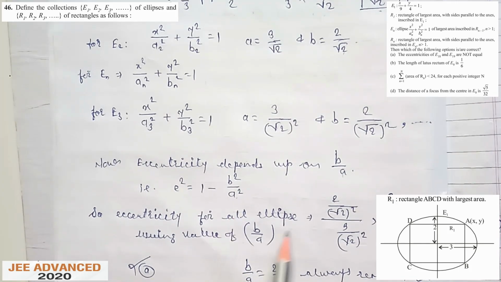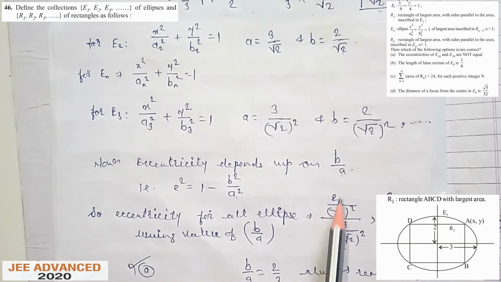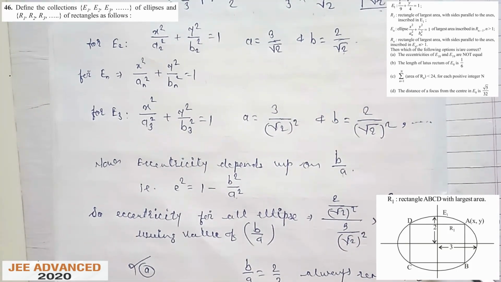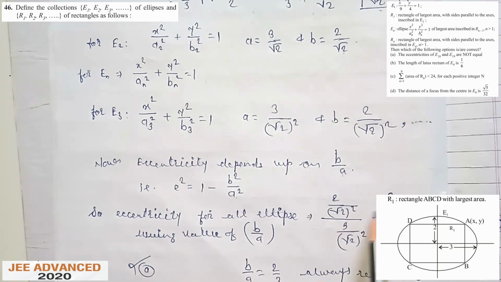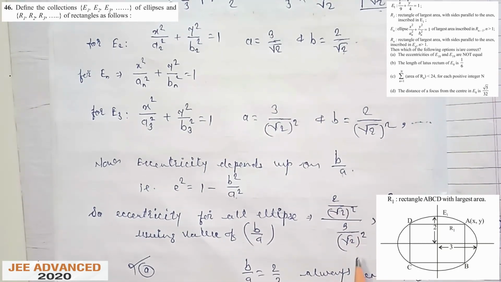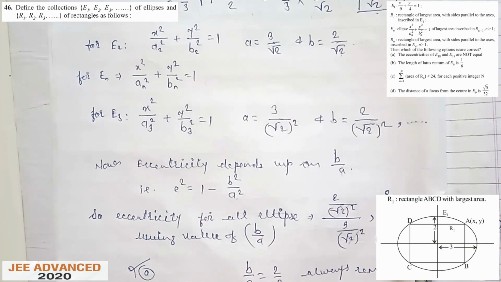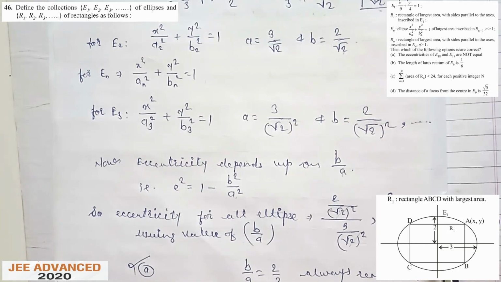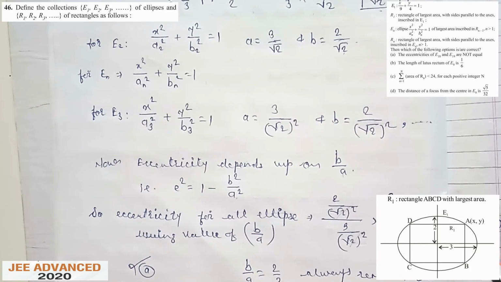So I visualized over here the eccentricity for the second term: 2 by root 2 square is the value for b, and 3 by root 2 square for a. For the next ellipse, 2 by root 2 cube and 3 by root 2 cube, and similarly so on. So it seems that the denominator is changing, but the numerator remains the same. But we can cancel root 2 square with root 2 square, and it remains 2 by 3. So for all eccentricities, which need b by a, it remains 2 by 3 everywhere the same. For every ellipse, we got the value for b by a as 2 by 3.